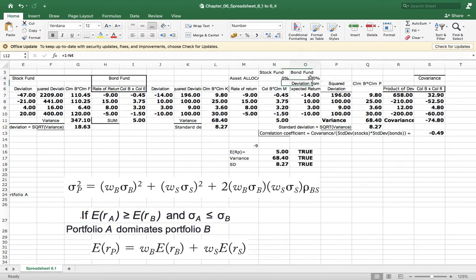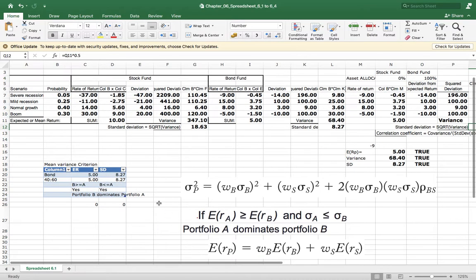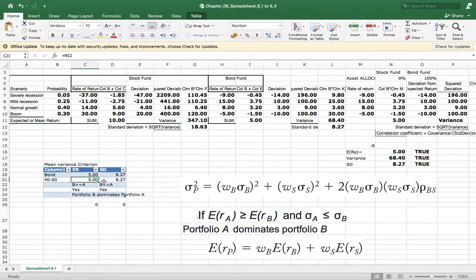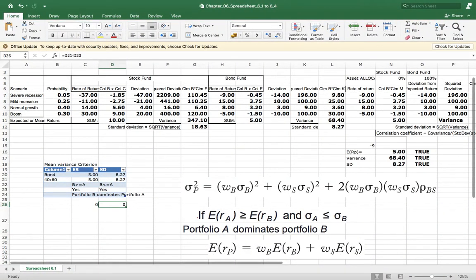Because you are putting 100% in the bond fund, you see here 5%, 8.27, 8.27. So as per the mean variance criterion, no, your fund is not dominating the bond fund, because they are both getting the same return and the same standard deviation. So this is the way we calculate the mean variance analysis.